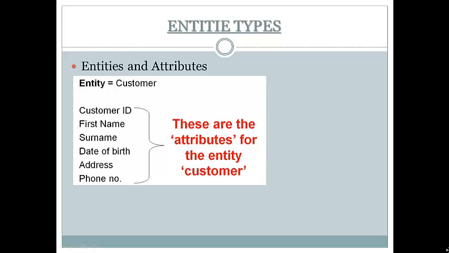What do you mean by attributes? Attributes are the properties of the entity. For example, if customer is an entity in a company database, then customer ID, first name, surname, date of birth, address, phone number, they are the attributes of the entity customer.